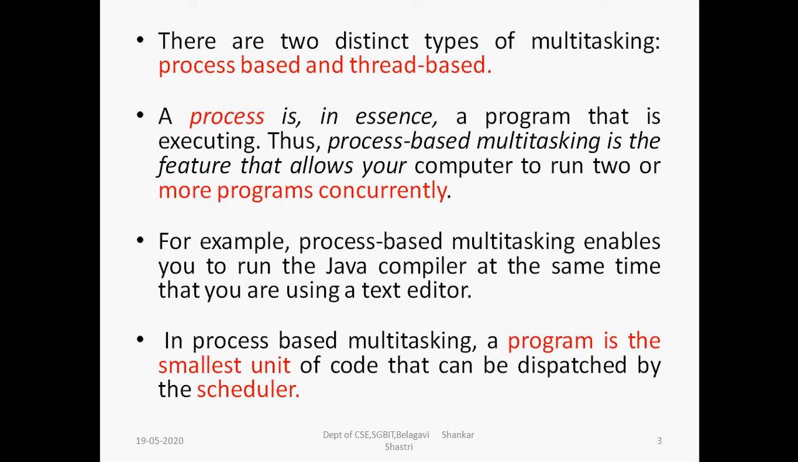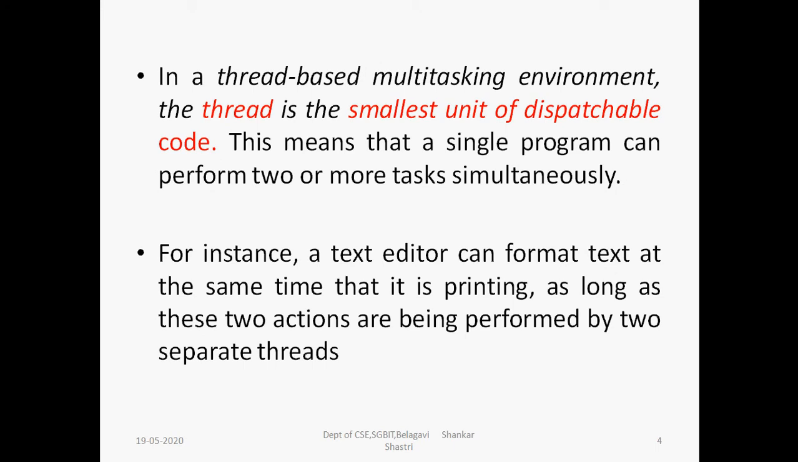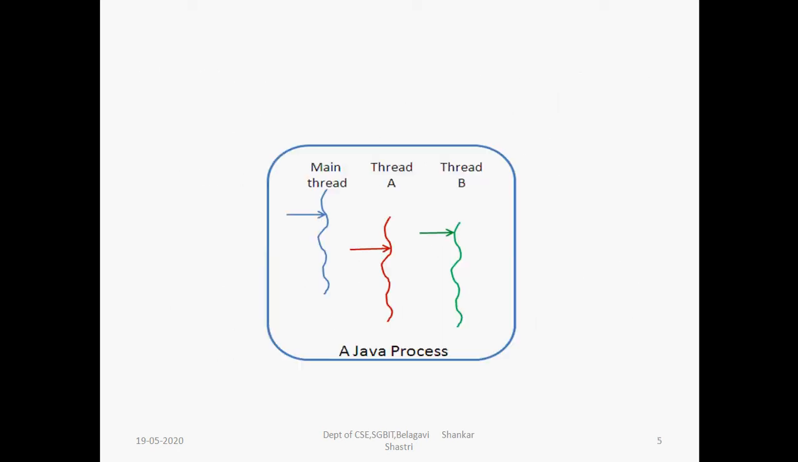Slide number 3. A process is a program that is executing, but a thread is the smallest unit of code that can be dispatched by the scheduler. A thread is the smallest unit of dispatchable code. That means a single program can perform two or more tasks simultaneously. For example, in Word or in a text editor like Notepad, you are typing or editing some text, and at the same time you are printing. These are two tasks, printing and editing, that we are doing separately.